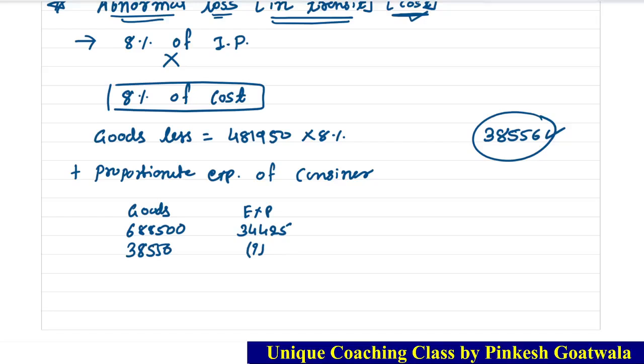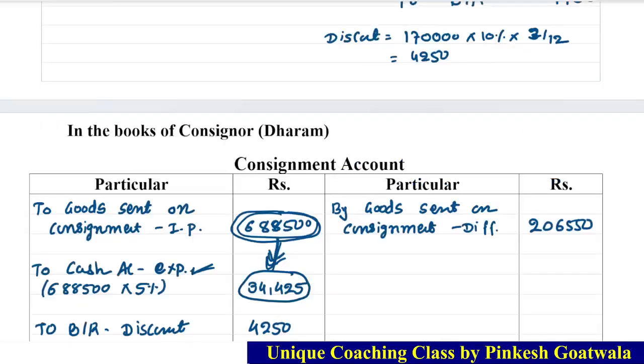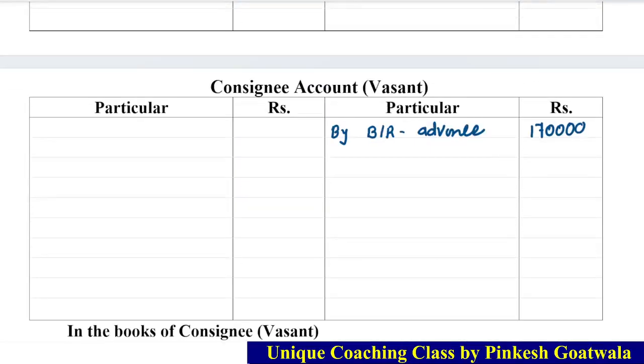Remember, here we calculate abnormal loss, and in abnormal loss all calculation is done on the cost basis. So we write this amount, but it is the invoice price, so it is also not right. Here we take the cost amount, the cost price. So 68,850 is the invoice, but we don't consider that, we consider its cost. The cost is 481,950. Wherever invoice comes, we replace it with cost.